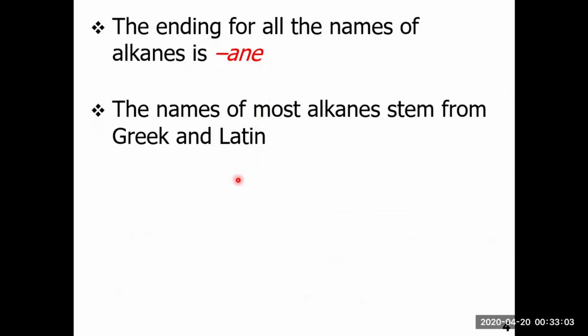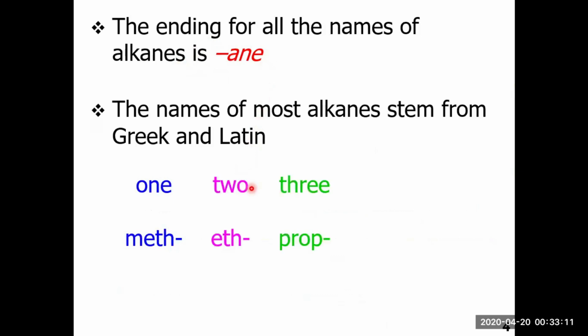Okay, so for alkanes, we know that alkanes end in ane, and we use some Greek and Latin prefixes to denote the number of carbon atoms. So if we start with 1, that is meth. If we have 2, that is eth. If we have a 3 carbon alkane, that is prop. If we have a 4 carbon alkane, we use the prefix but. And if we have a 5 carbon alkane, then we use the prefix pent.